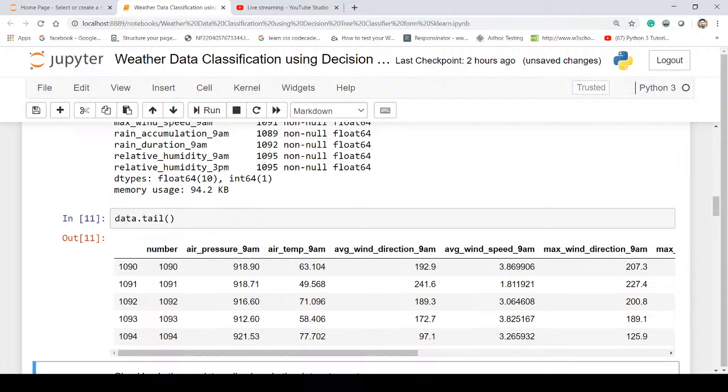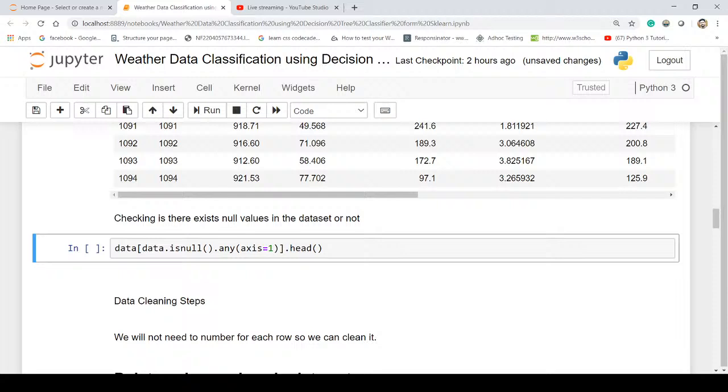So we can check here: data.isnull().any(axis=1), where axis=1 is for your column. We are trying to find the null values over here, and at the same time we are also doing the head. So you can do this part in two different ways. I'm not sure where my cursor is.